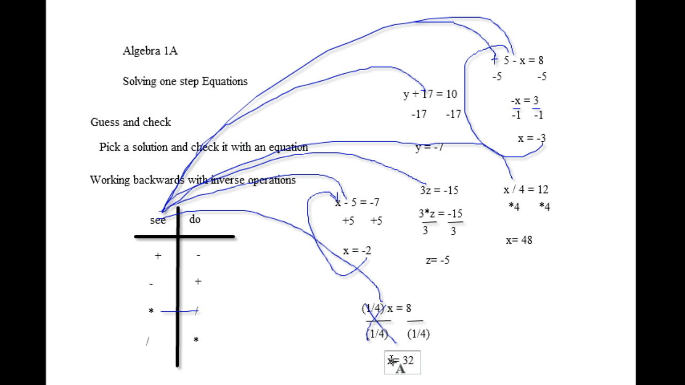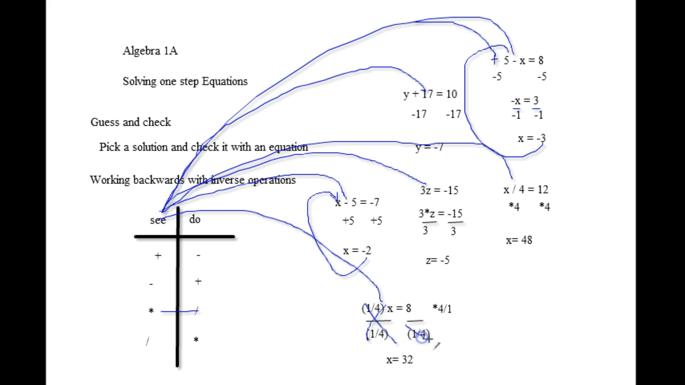x equals 32, and you're probably sitting there going, wait, how did I get a number when I divided a big number by a small number? How did I get a bigger number? Well, it's because you're cutting up 8 into quarter-sized pieces. How many pieces are there? There's 32. Or you can multiply by the reciprocal, which is just a flipped version.